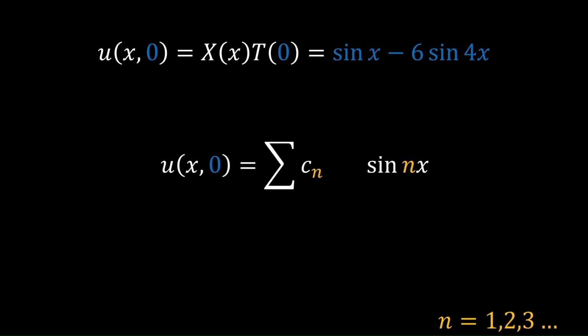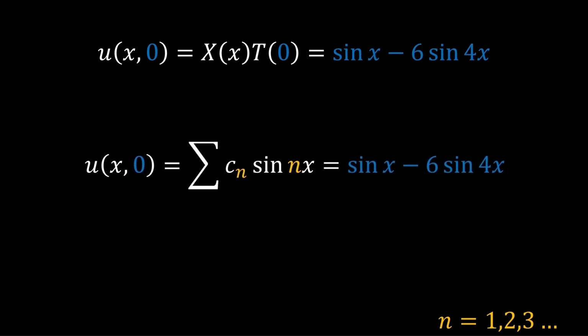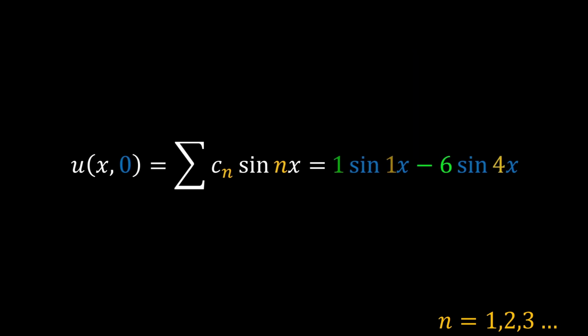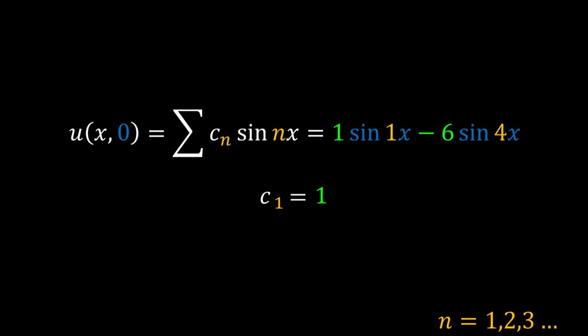And after plugging this into our original solution for u(x,t) and making some simplifications, we end up with the sum of c sub n times sine n x equal to sine x minus 6 sine of 4x. Now at this point, we can appreciate the convenience of our initial condition, since it makes it very easy to determine each c sub n value for every corresponding n. On the right-hand side, it appears that we only have two terms, the n equals 1 term and the n equals 4 term, which means that we could simply match the coefficients in front of the sine functions, and we see that c sub 1 must simply equal 1.